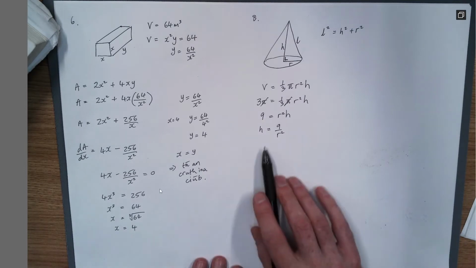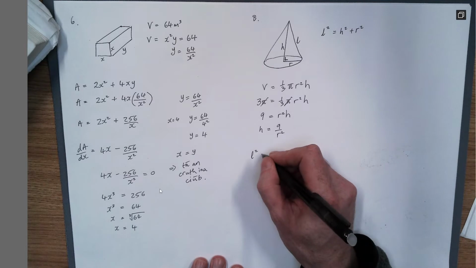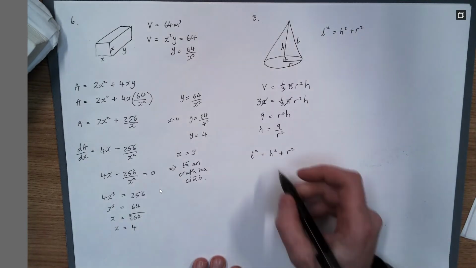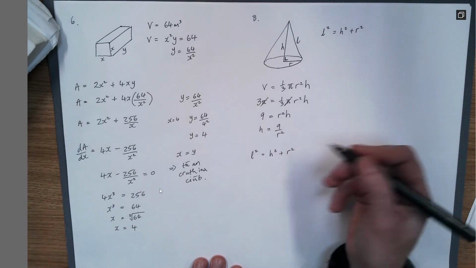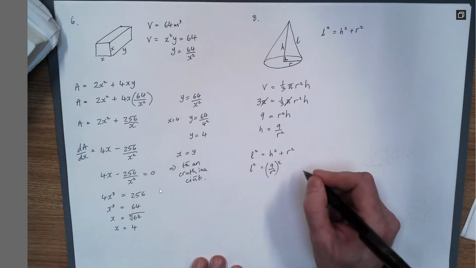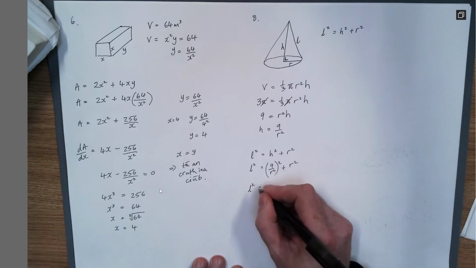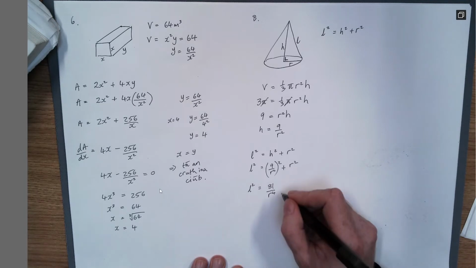So L squared equals h squared plus r squared. Substituting h squared in terms of r, L squared equals a function of r squared squared plus r squared. So this is the formula for L in terms of r.